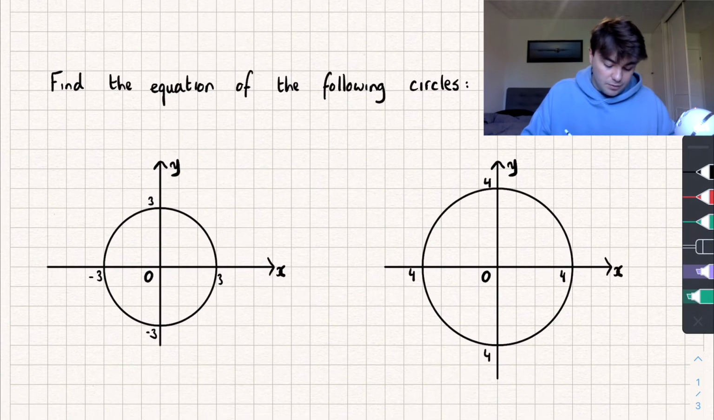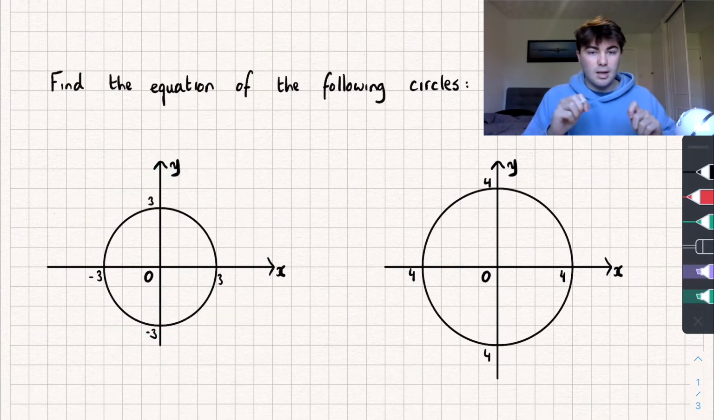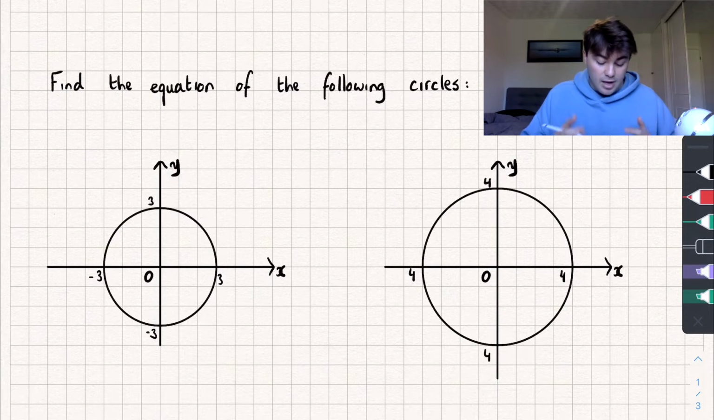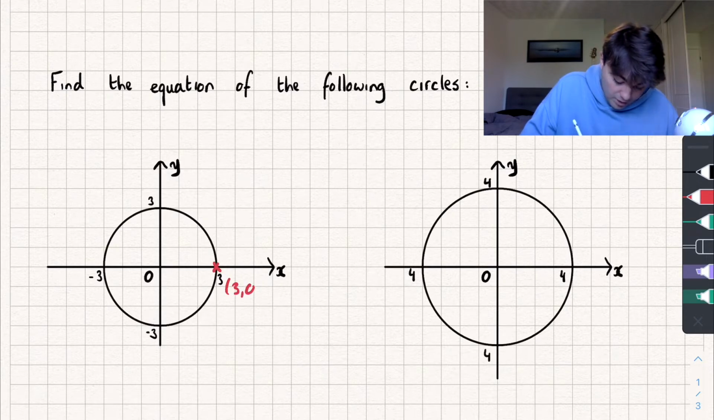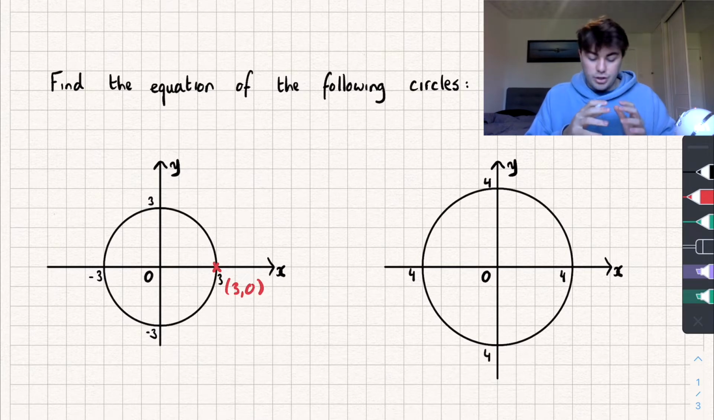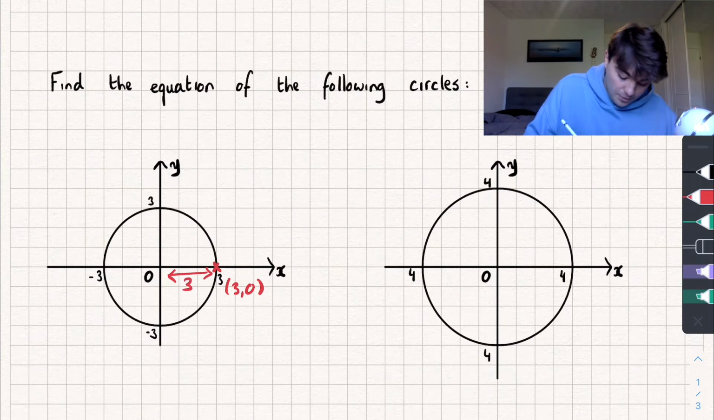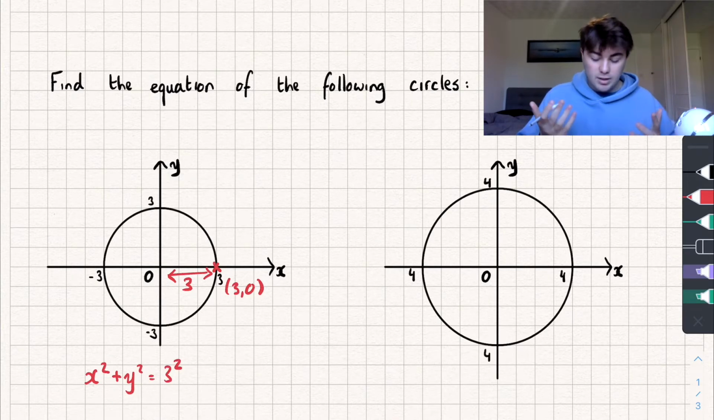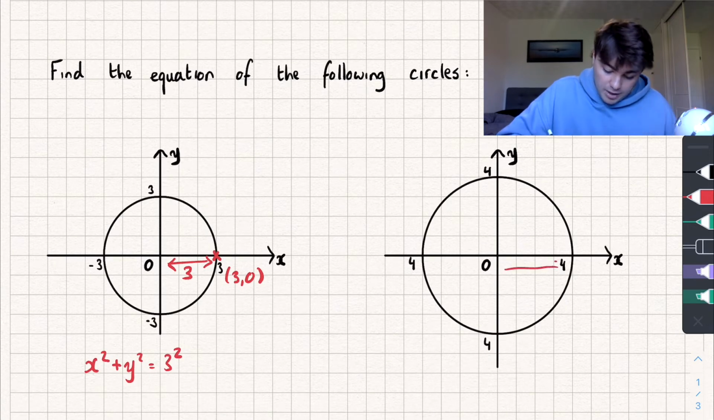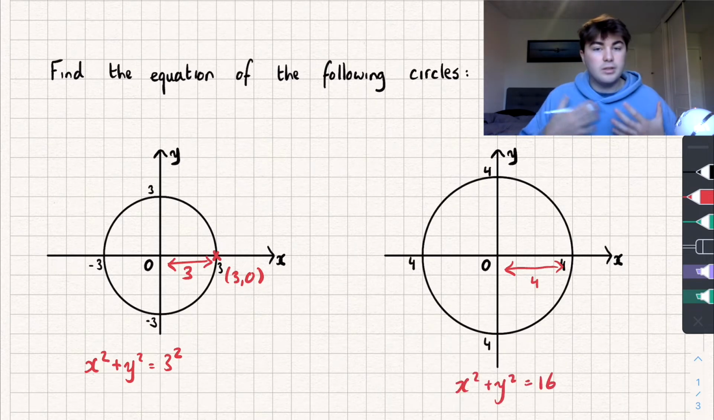So we'll find the equation of, say, this circle here first. So you can see we've been given points where the circle intercepts with the axes. And so it intercepts with the x-axis at this point here, which is (3, 0). And we know it's centered at the origin, so the distance between the origin and the circumference, so the radius, is going to be 3. And so the equation of this circle is going to be x squared plus y squared equals 3 squared, or 9, depending on how you want to write it. So by the same logic, the radius of this circle over here is going to be 4, and so this is going to have an equation x squared plus y squared equals 4 squared, or 16.